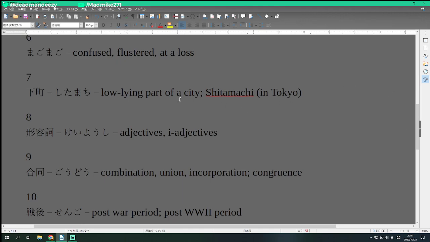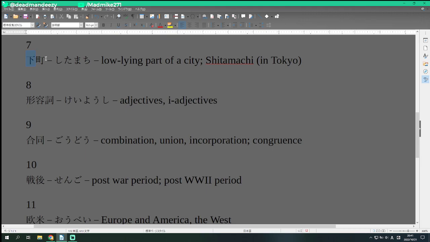Number seven is shita machi. Shita on the left side is under or below, and machi on the right side is a town or a city. So the shita machi is the part of a city that is low lying, literally lower. Shita machi can also be referring to the proper noun shitamachi in Tokyo, which is made up of a few boroughs. That is literally the lower part of the city. Shitamachi is the low-lying part of a city.